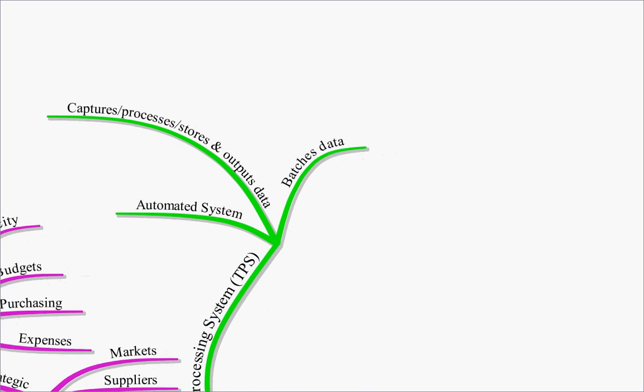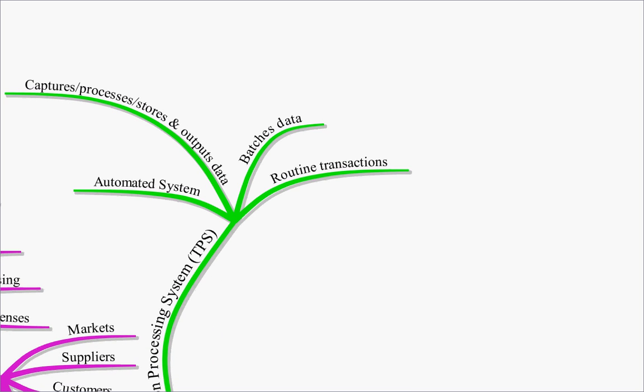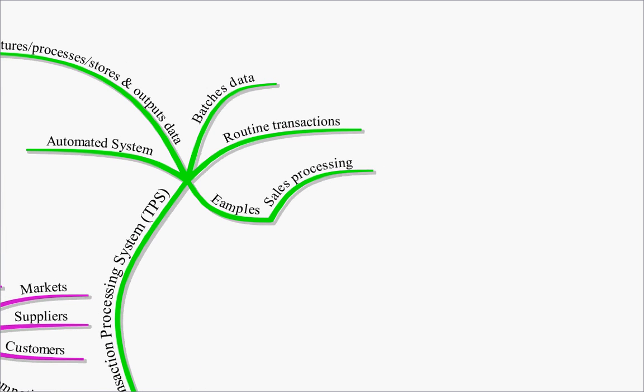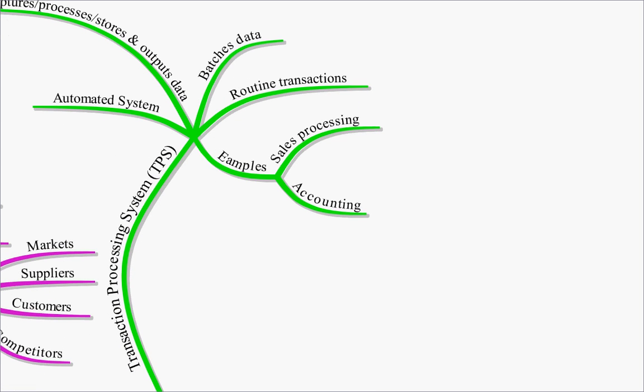Generally you batch the data to put it in. It deals with routine transactions. And examples of this are, say, your sales processing system, or indeed your accounting system at a simple basic level.